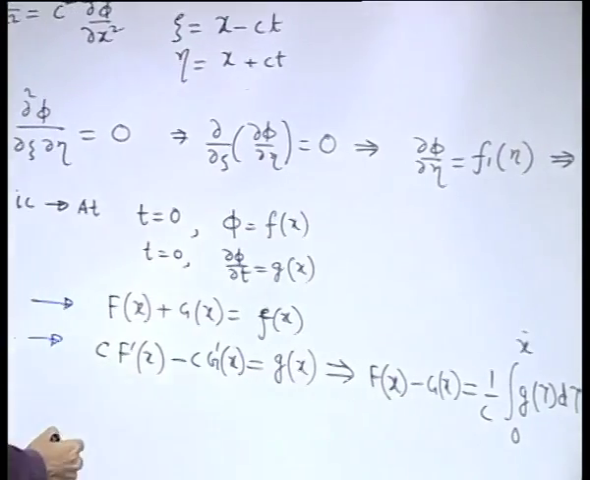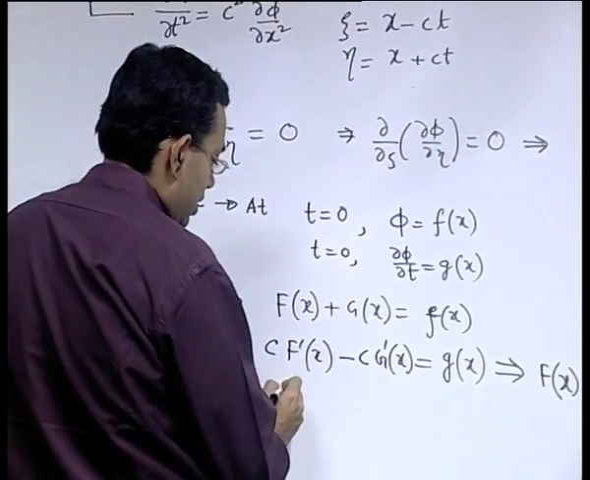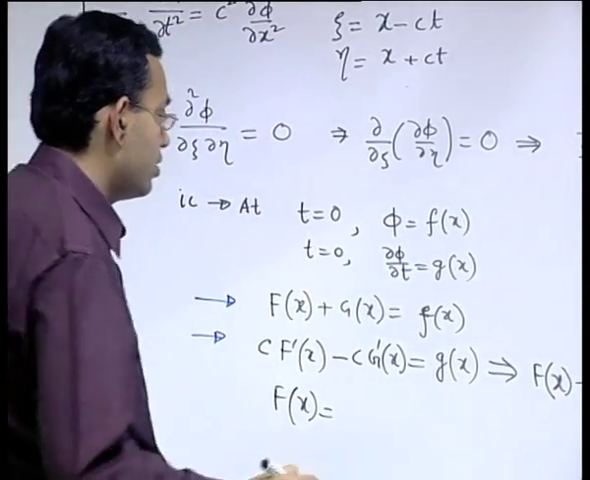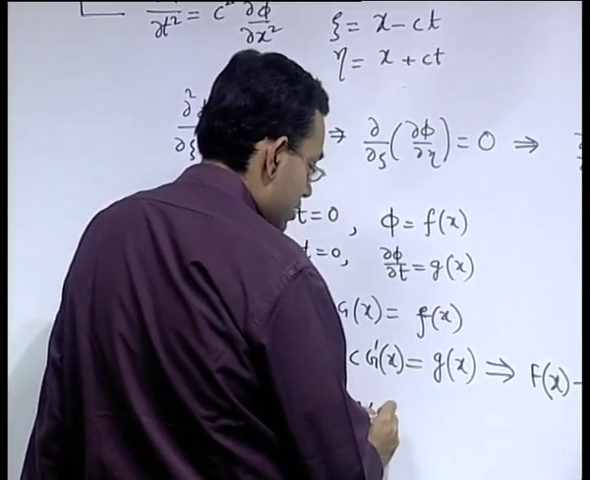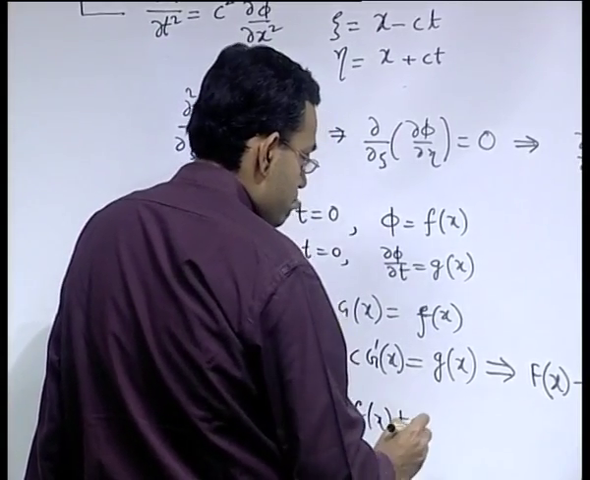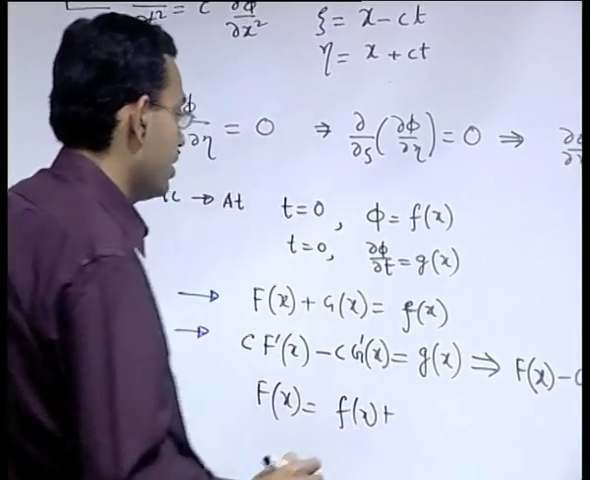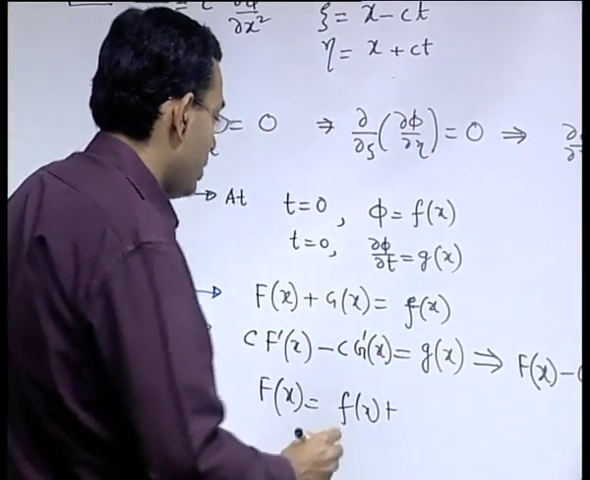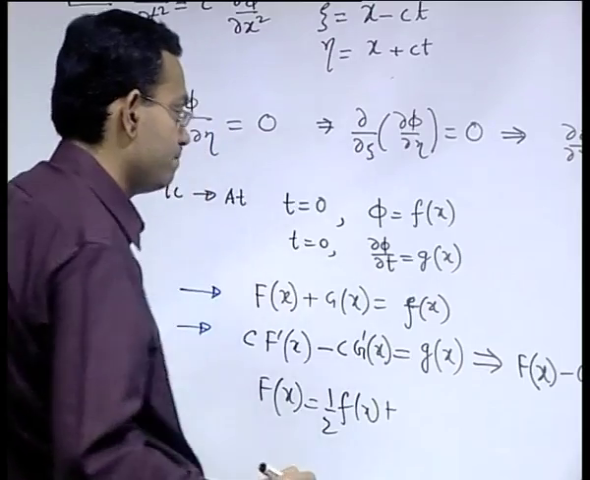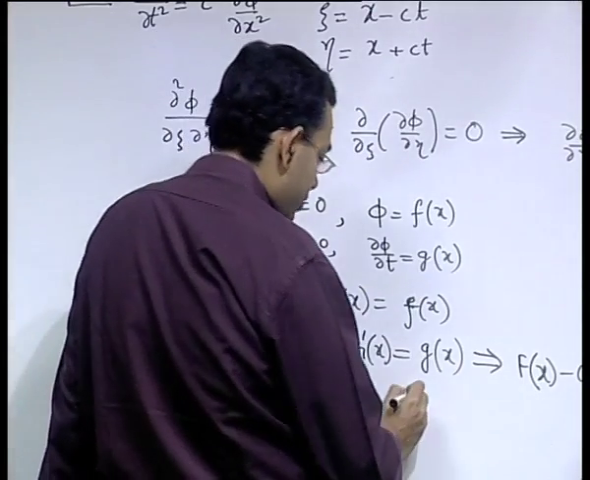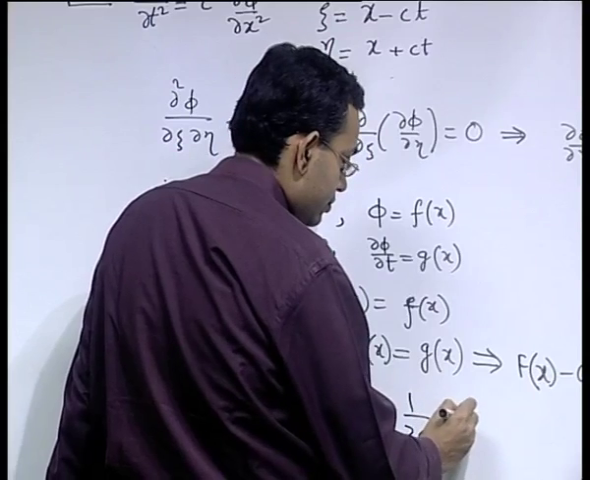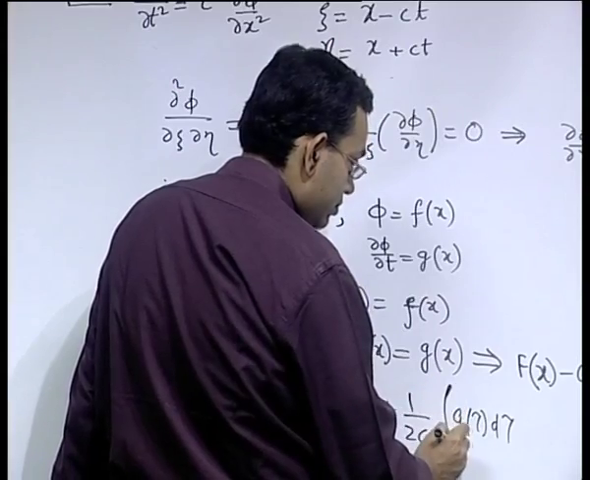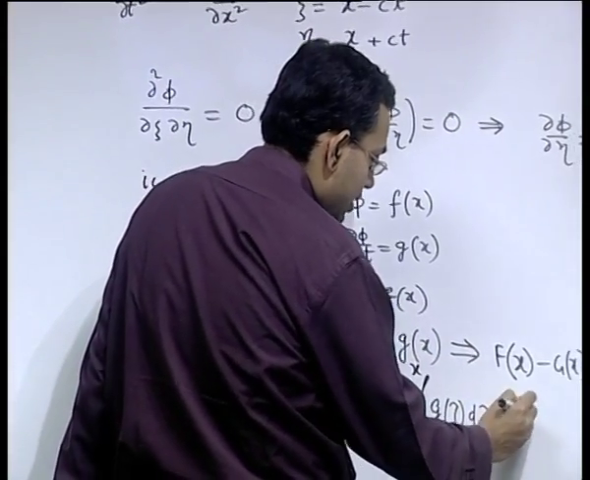So if you add these two together you will get Fx is equal to small fx plus, so if you add these two it will be half of small fx plus 1 by 2c plus c1 by 2.